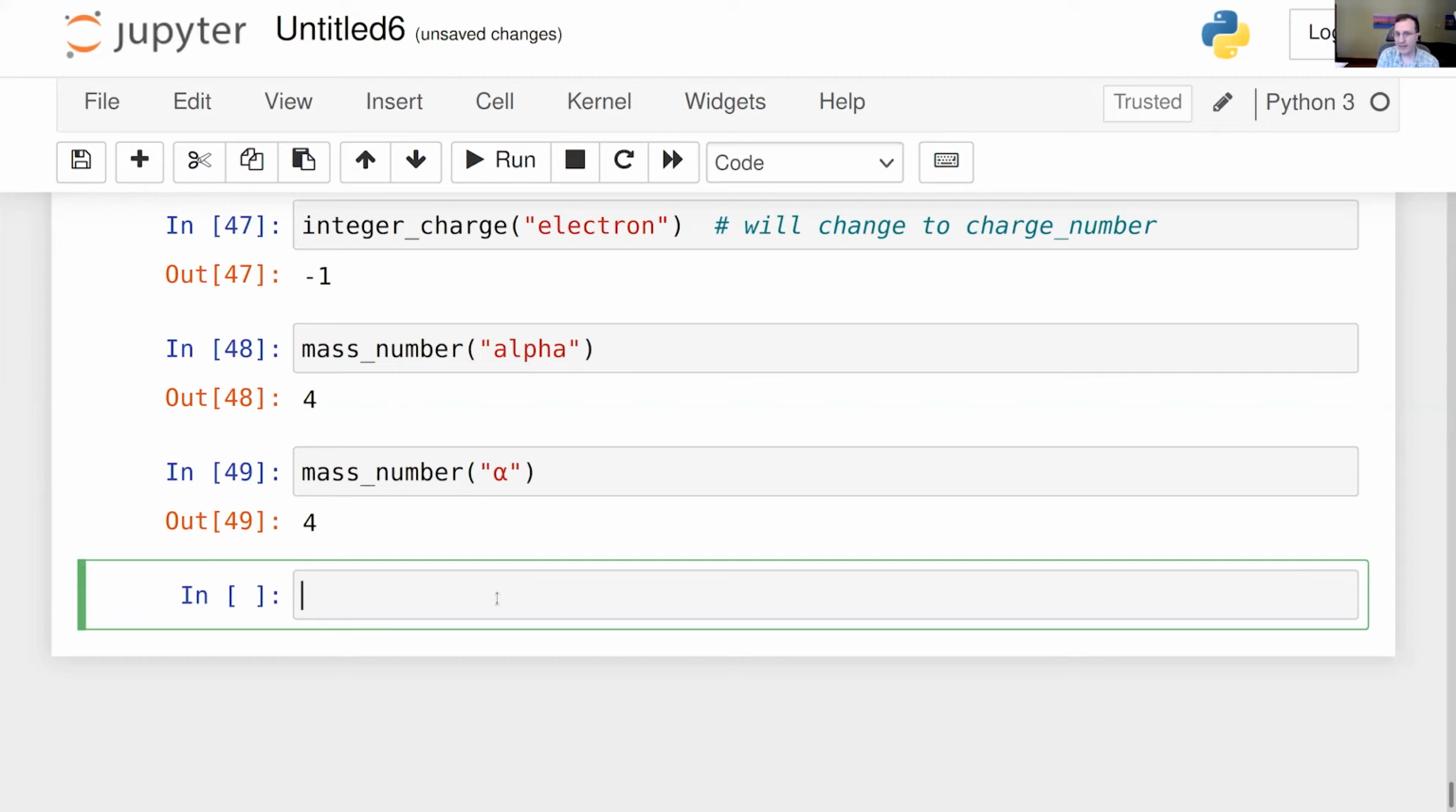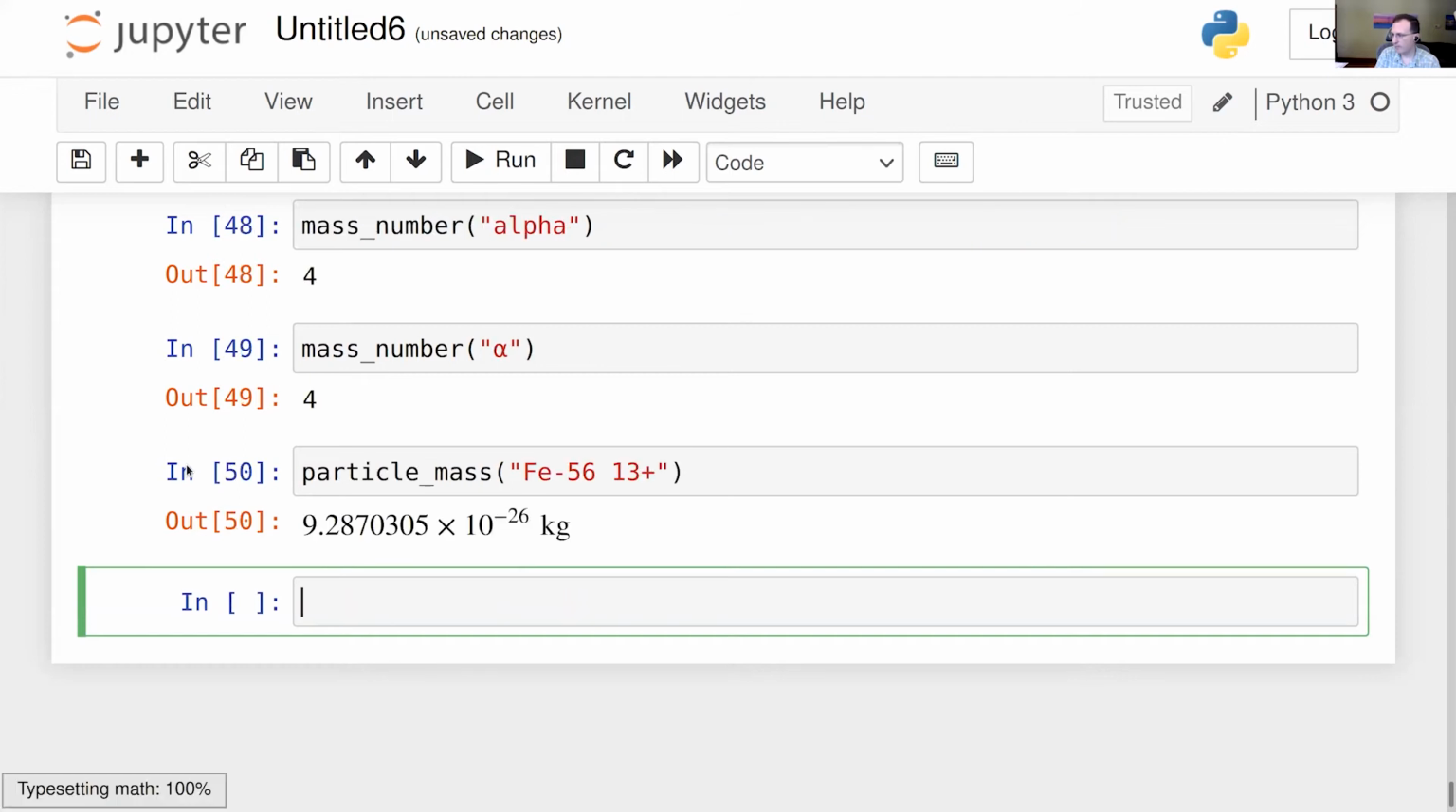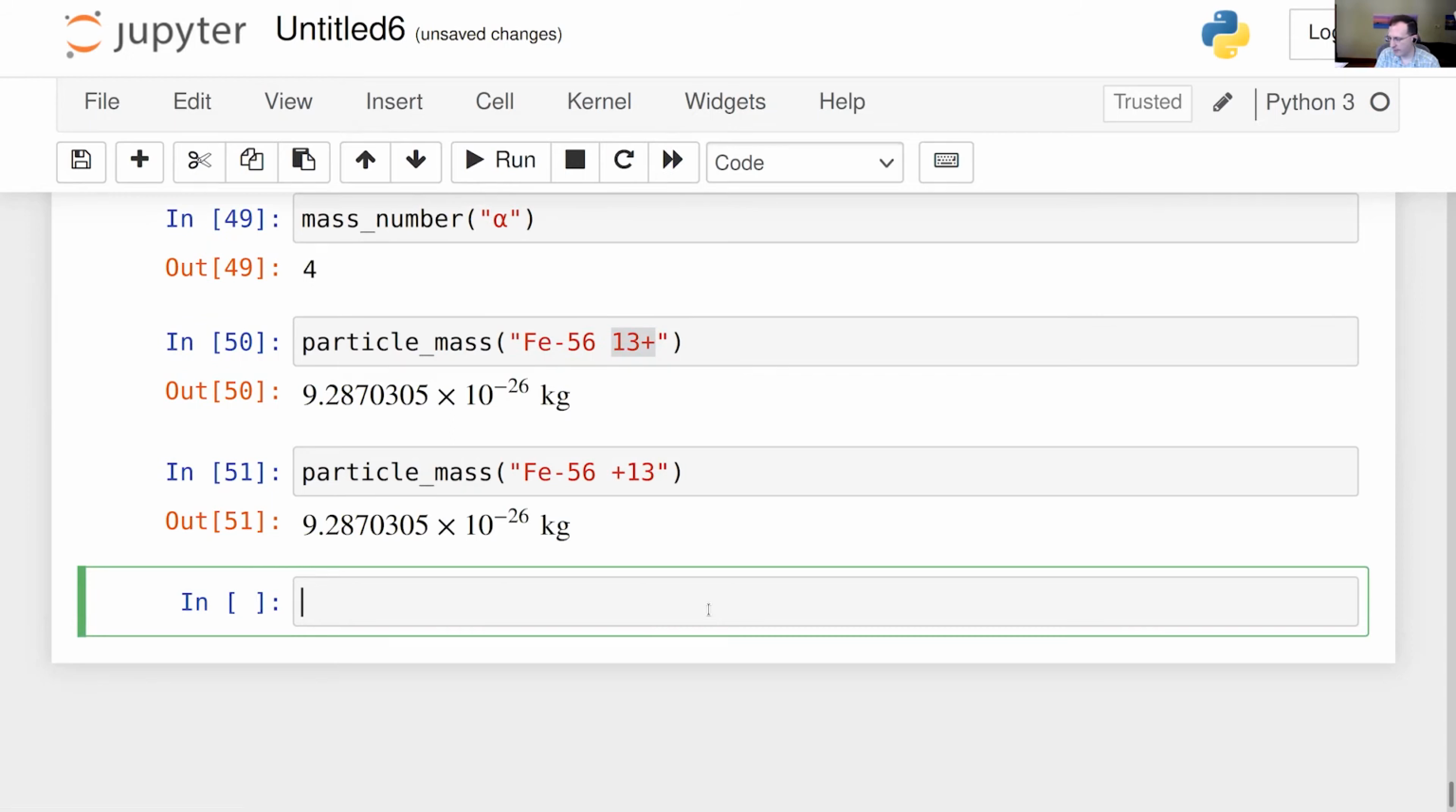And there's a lot of flexibility in how we represent particles, including ions. So you can get the particle mass of Fe 56 13 plus. So iron 56 that has lost 13 electrons. We get this value. We can also do particle mass of Fe 56 plus 13, since it's hard to remember if you have the plus sign before or after, and that gets treated the same.